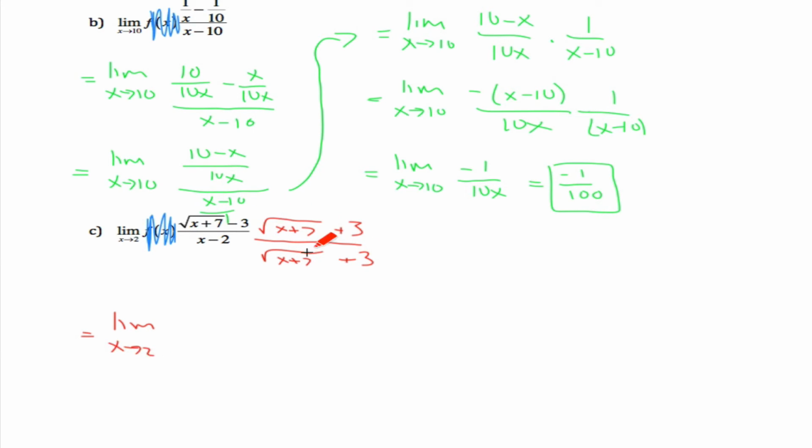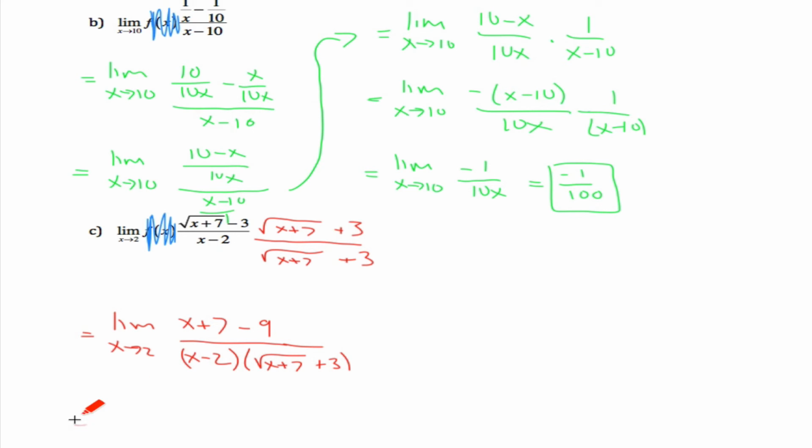The square root of x plus 7 times the square root of x plus 7 is just x plus 7. Square root of x plus 7 times 3 and the square root of x plus 7 times negative 3 will cancel each other out. So all I have is this negative 3 and this positive 3. When I multiply them, I get negative 9. And then in the denominator, I've got x minus 2 times the square root of x plus 7 plus 3. And what's nice up top here is x plus 7 minus 9 is just x minus 2.